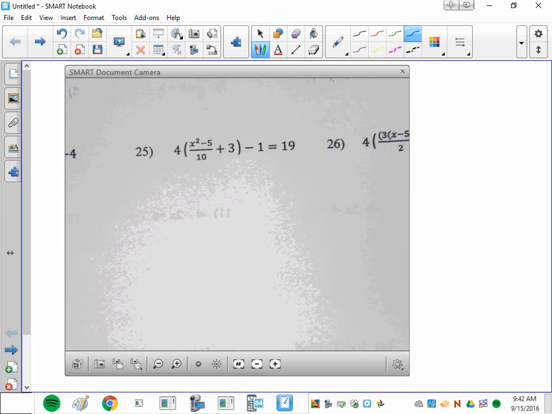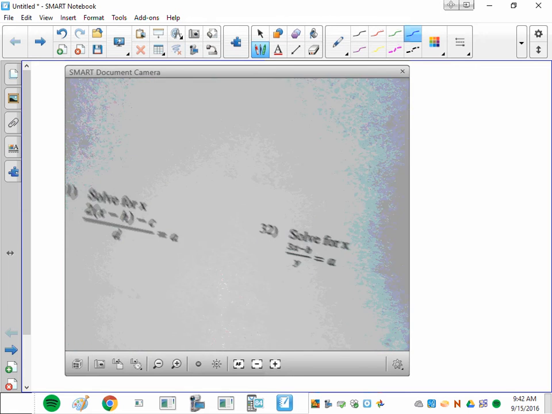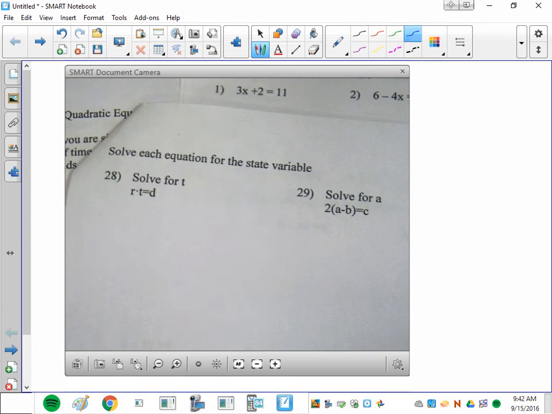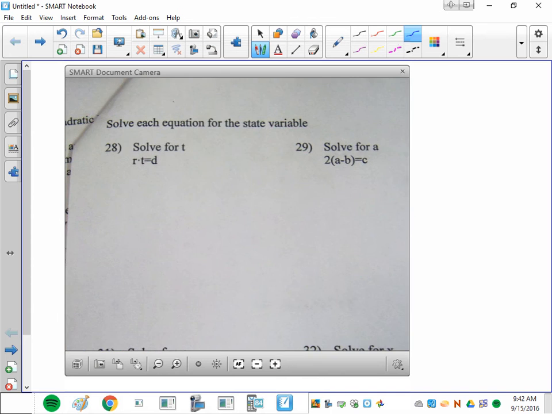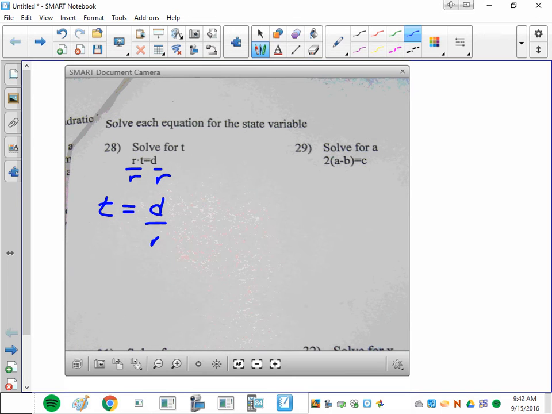And lastly, on the back side, we have some generic variable solving, and I'll do a bunch of these with you. Generic variable solving really confuses kids for some reason, but it's by far easier than what you did before. So for number 28, r times t equals d. I want to solve for t. What's holding the t and the d together? Multiplication, so I need to divide by r. What is d divided by r? I have no idea. So we're just going to leave it as d divided by r. T equals d divided by r, and I'm done.